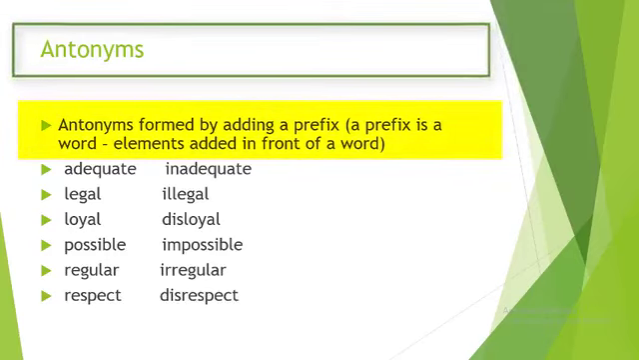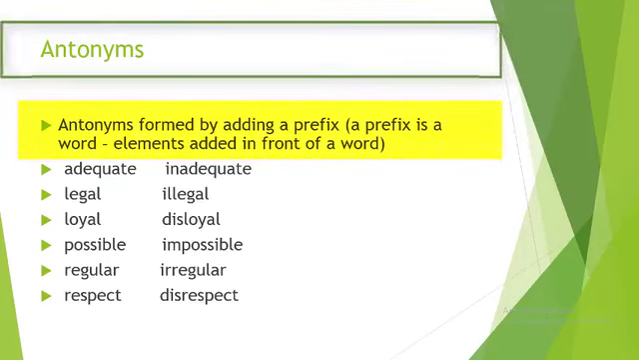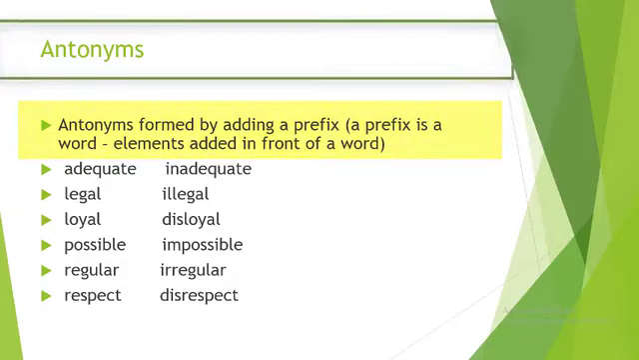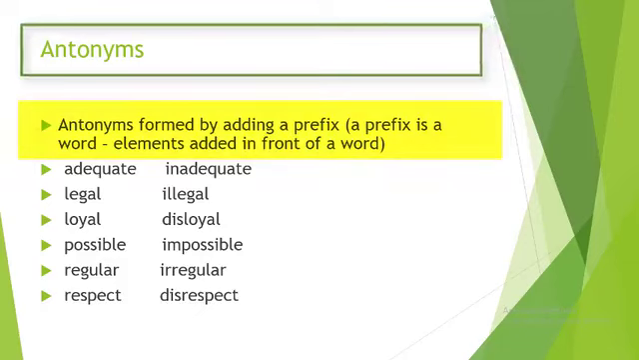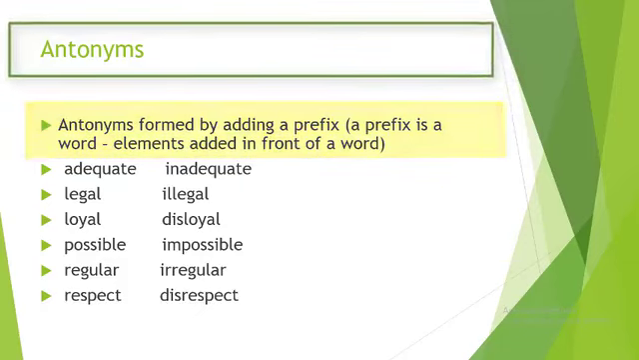Okay, so sometimes we could add prefixes to the word elements and form their antonyms. For instance, the antonym of the word adequate is inadequate. We could have the antonym of legal as illegal. All we just did is add a word element, a prefix. Loyal, disloyal, possible, impossible, regular, irregular, respect, disrespect, appropriate, misappropriate.